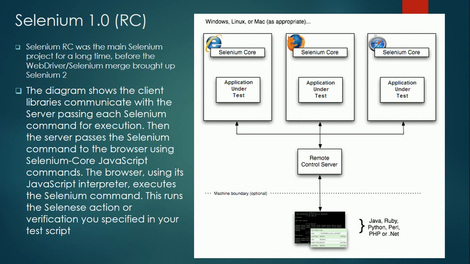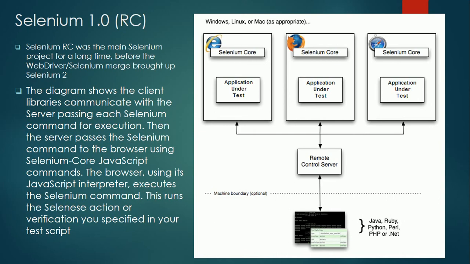So you can see in the diagram, here is my Java, Ruby, Python, or PHP, .NET, whatever the language that you use to code. We can use this to write a code in Java. Then we have to run a remote control server here, which converts our Java code into a JavaScript command that a browser can understand. So in this way, the RC used to do our execution.